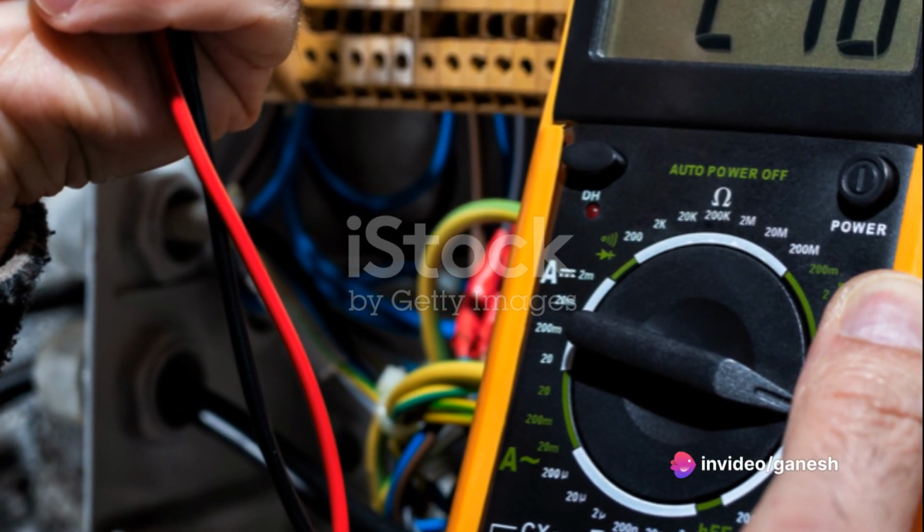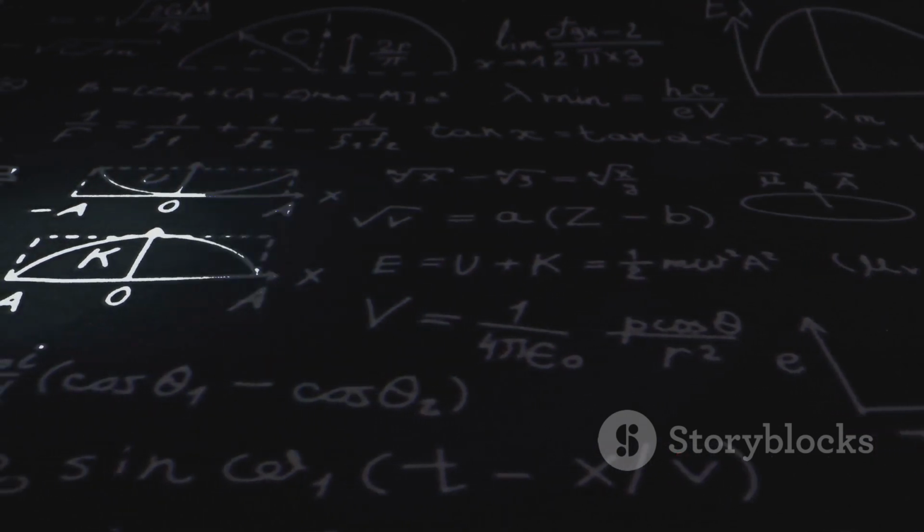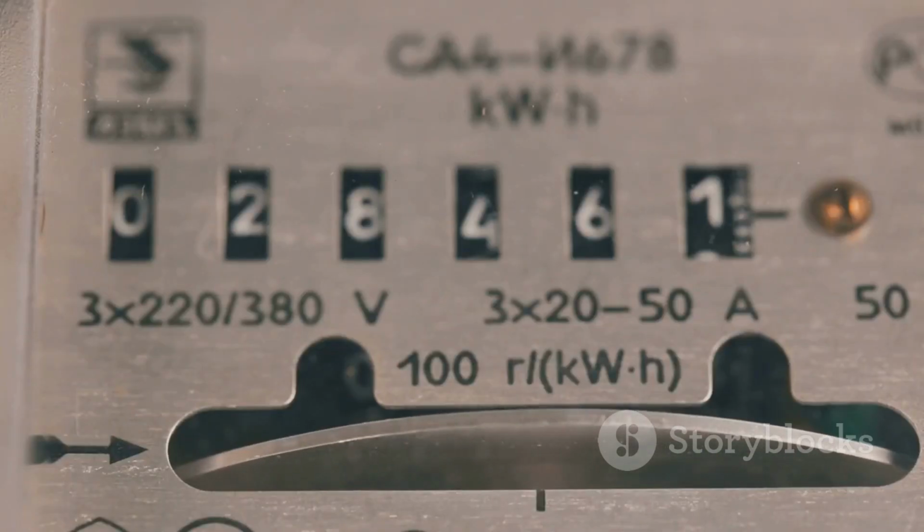So, how do we measure resistance? It's quite straightforward, thanks to a handy equation known as Ohm's law. It tells us that the resistance is equal to the voltage divided by the current.